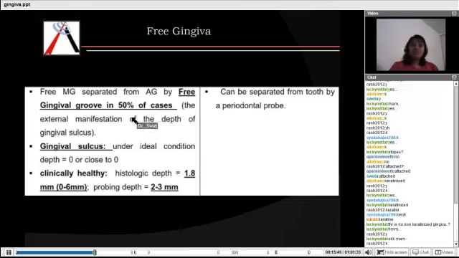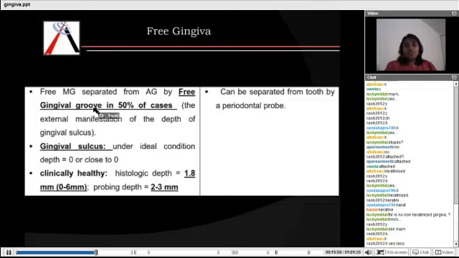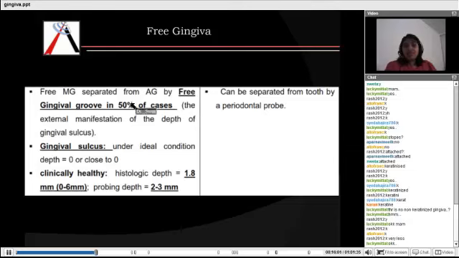What do we say about the rest of the 50% of cases? That doesn't mean that they don't have marginal gingiva. That simply means that there is no obvious free gingival groove. So what is the free gingival groove? It is nothing but the external manifestation of the depth of the gingival sulcus.